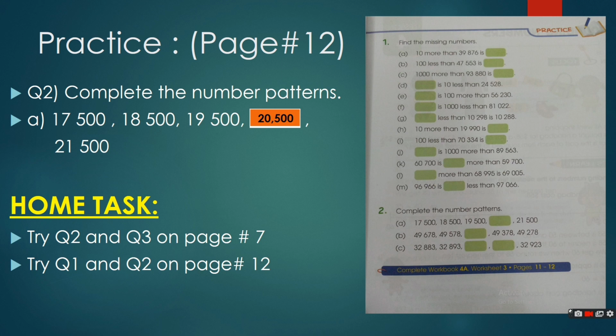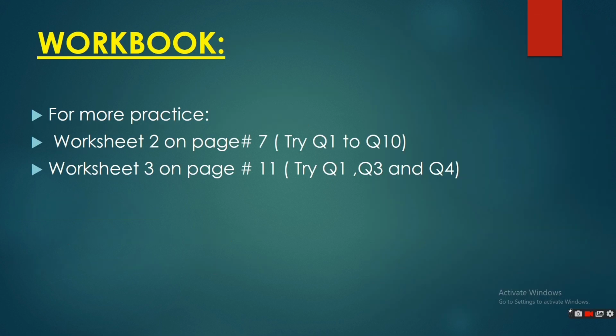Now your home task. Kindly try question number 2 and question number 3 on page number 7, and question number 1 and question number 2 on page number 12. You have to attempt these questions on a piece of paper and then submit this task in the school for the assessment marks. Now for more practice, kindly try worksheet 2 on page number 7 and worksheet 3 on page number 11. It's for your practice. You have to attempt these questions in your book.